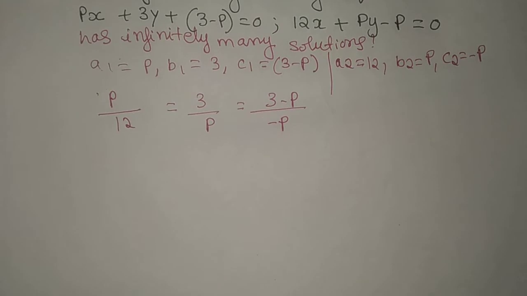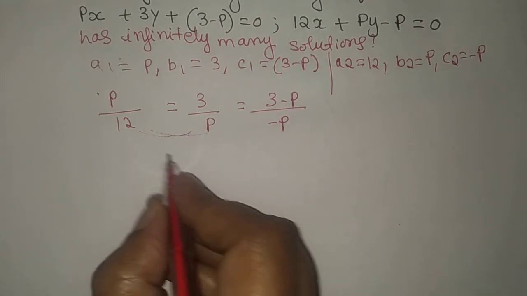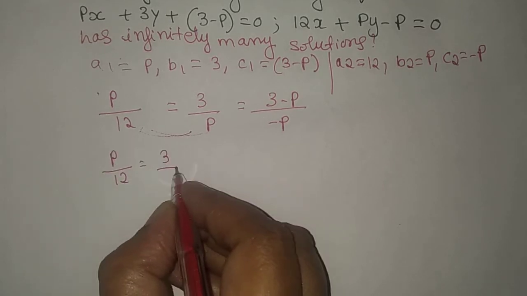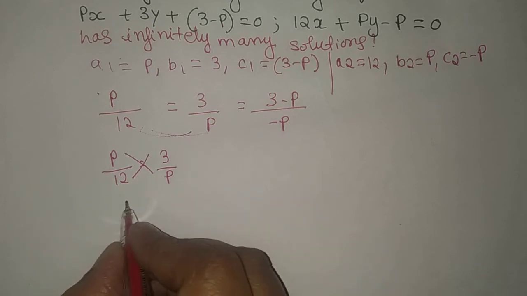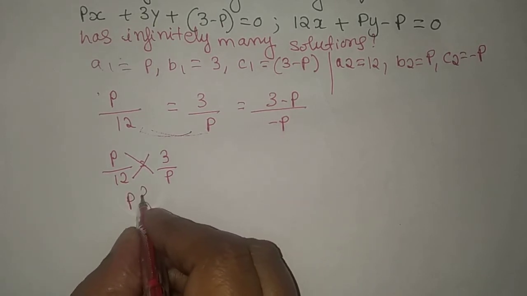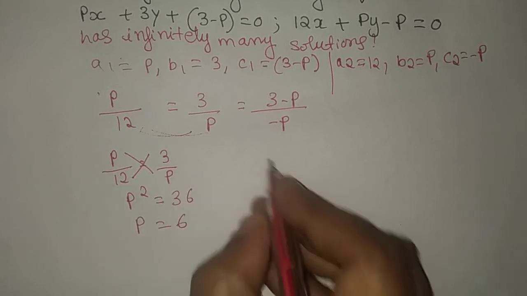So now we have to take these two first. Then we get P by 12 is equal to 3 by P. Cross multiply, then P square is equal to 36 we get. Therefore P is equal to 6.